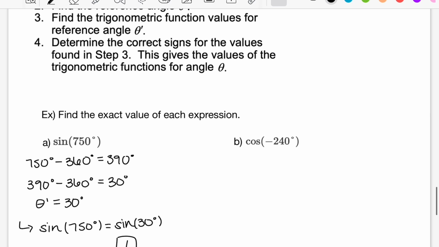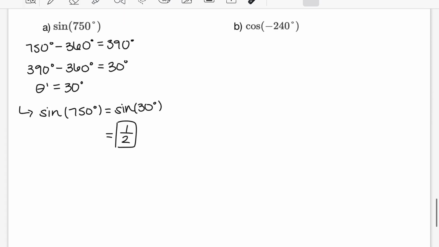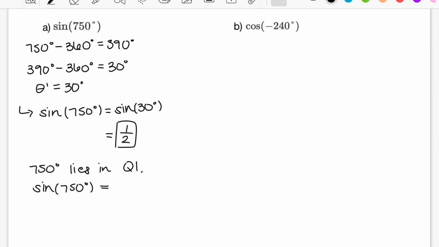Now for step 4 here, we want to determine the correct signs for the values found in step 3. So we know that 750 degrees is going to lie in quadrant 1, because its reference angle is going to be 30 degrees. Now because of this, our sine value is going to be positive. We know all of our y values in the first quadrant are going to be positive.